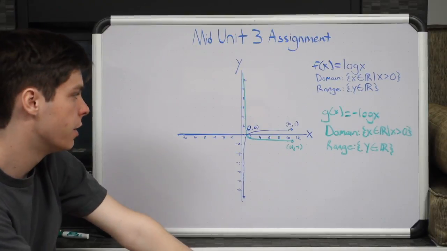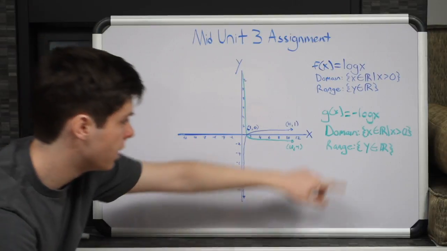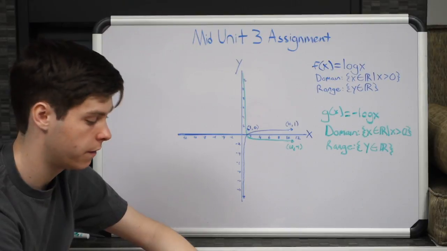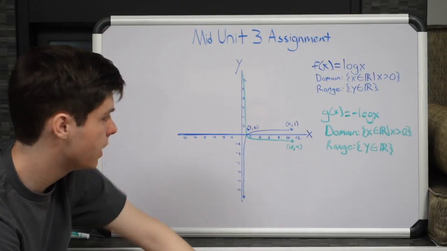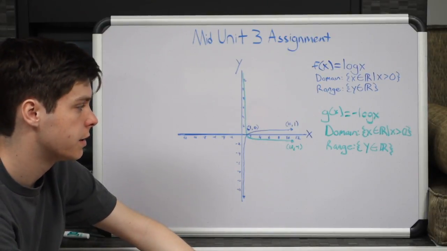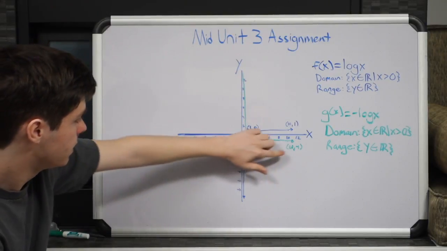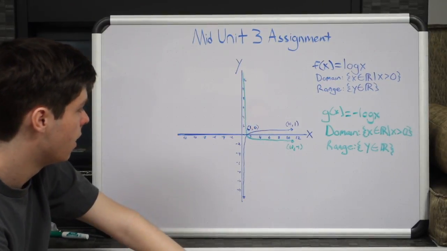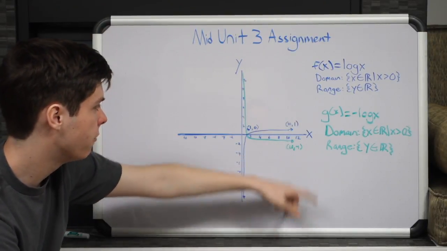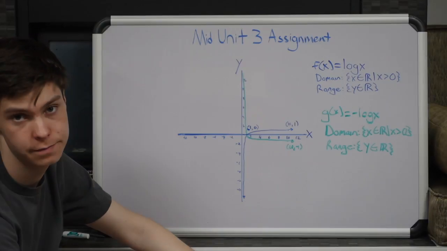And then for the g of x function, g of x equals negative log of x, and the negative in front of the log of x creates the vertical reflection. And the domain of this function is x is an element of the real numbers and x is greater than 0, and the range is y is an element of the real numbers. And as you can see here, this is the graph of g of x. So the domain and range for both functions stay the same for our vertical reflection.